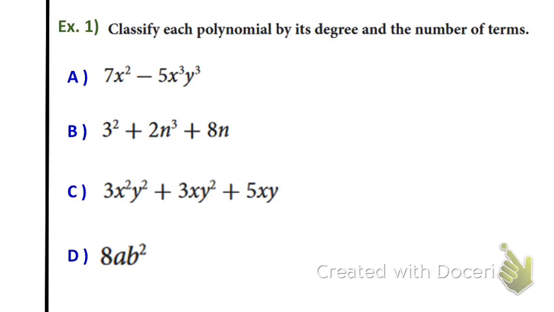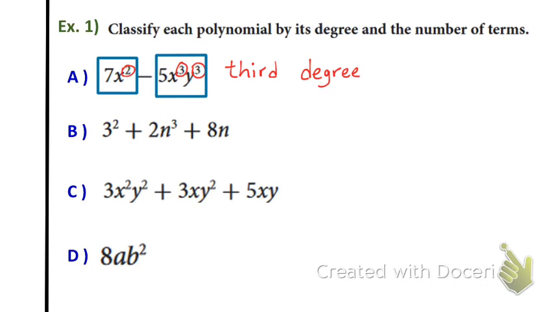It says classify each polynomial by its degree and the number of terms. Well, as I look at the first one, I'm going to highlight or circle all the exponents. I have an exponent to the power of 2 and an exponent to the power of 3. So the 3 is the larger exponent, so this is going to be a third degree. It doesn't matter if it has a 2, we're only looking at the largest exponent. Then I'm going to look at the number of terms. We have 2 different terms, so 2 terms is a binomial. So we have a third degree binomial in the first expression.